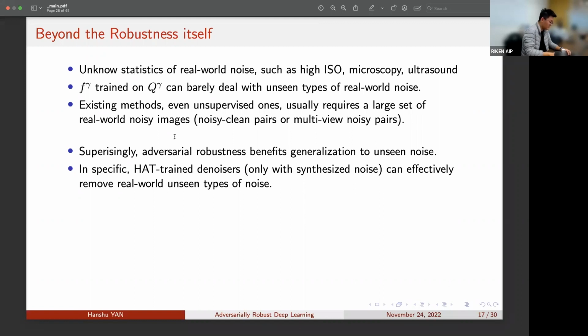Now we show that HAT trains denoisers only with synthesized noise, we do not need real noisy images, and then the obtained denoisers can effectively remove the real-world unseen type of noise.